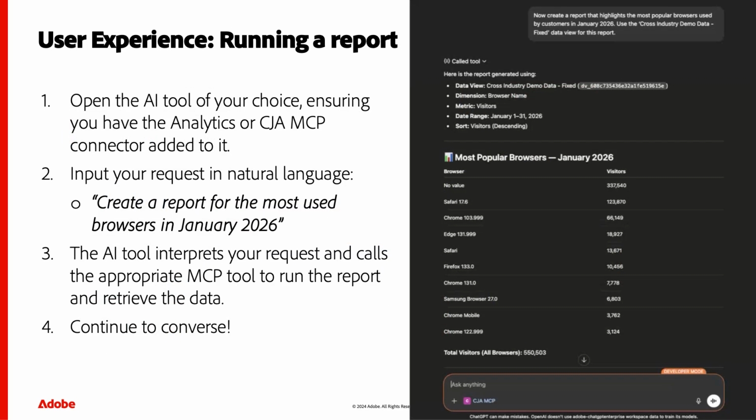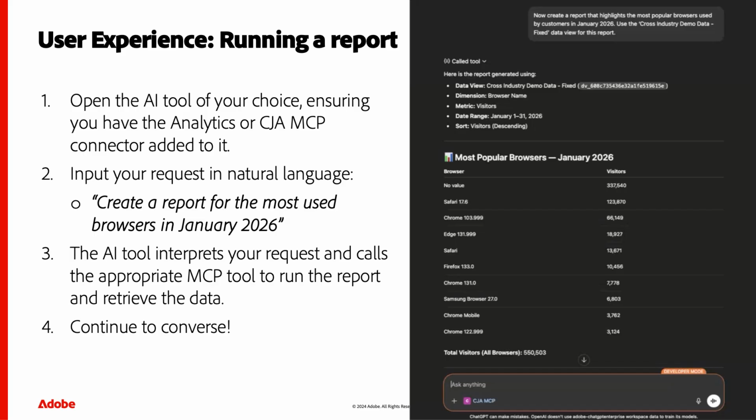Here's how a typical flow looks from an AI tool that supports MCP. You connect to the Adobe Analytics or CJA MCP server using the server URL and an OAuth-based sign-in. The AI tool discovers available MCP tools, things like find data views, run reports, or find segments.